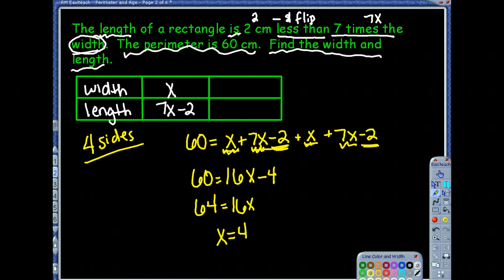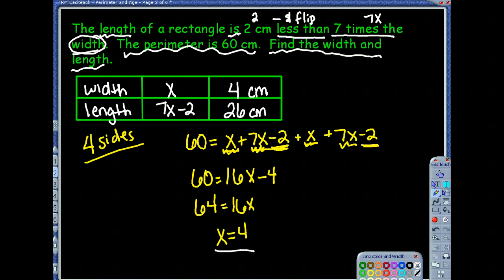Now, just like every other word problem that we've been working on so far, x isn't necessarily my answer. X is, in this case, the width. The width was just referring to the x, so the width is 4. My labels here would be centimeters. But when I talk about the length, I'm taking 7 times 4, which would be 28, minus 2 would be 26 centimeters.